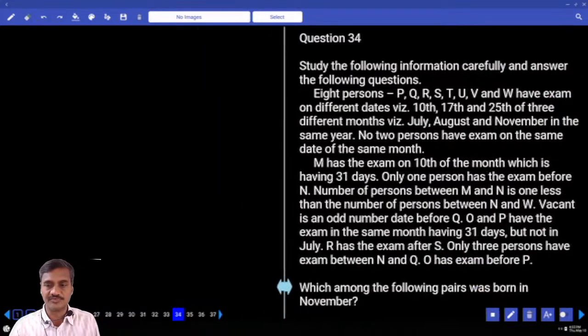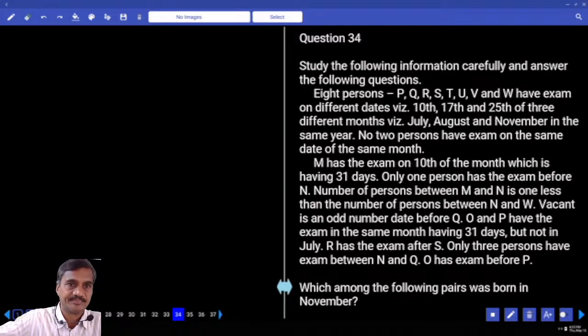Now question number 34 onwards, there are some 8 persons, P, Q, R, S, T, U, V and W. They have exams on different dates, isn't it? Eight persons and 9 dates were given, isn't it? One of the dates is vacant. On one of the days, there is no examination. Now, this is second priority because there is a vacant as well.